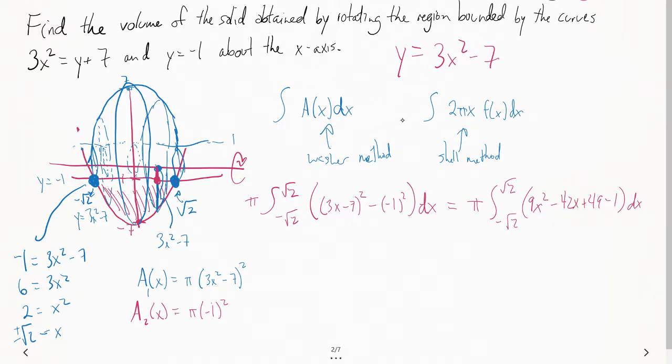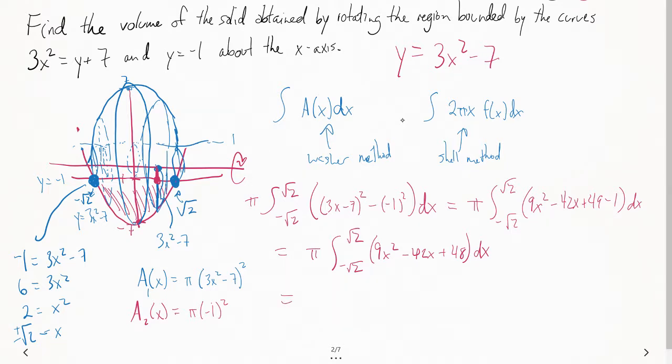So notice this becomes equal to pi times negative root 2 to root 2. We'll have 9x squared minus 42x plus 48. And notice this once again is an even, well, oh no, it's not actually. We got to be careful. It's not quite an even function because we have that 42x. So I got a little ahead of myself. So we are going to need to plug in all those values. But you could separate it into which functions are even, which functions are odd. That's the nice part, and you'll have things pop out real quick.